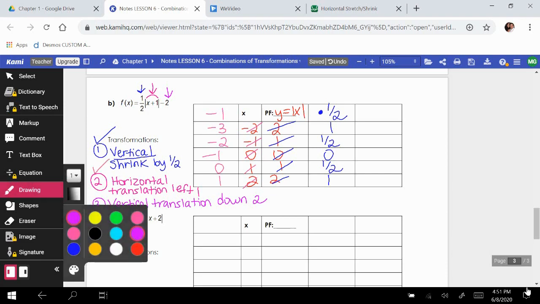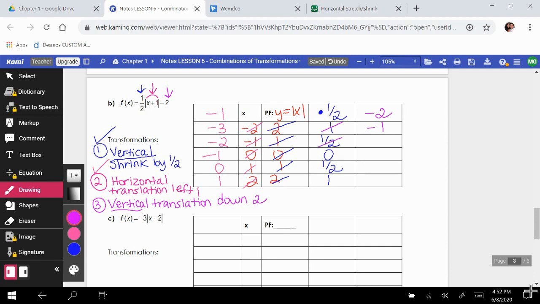Last but not least, vertical translation down 2. It's vertical, so that changes our y value. Down 2 would be minus 2 from all my y values. 1 minus 2 is negative 1. Half minus 2, what would that be if you had 0.5 and you subtracted 2 from it? That's going to be negative 1.5 or negative 1 1/2. 0 minus 2, again we see 1/2 minus 2, and then 1 minus 2. All right, so there we go, and then that's completed.